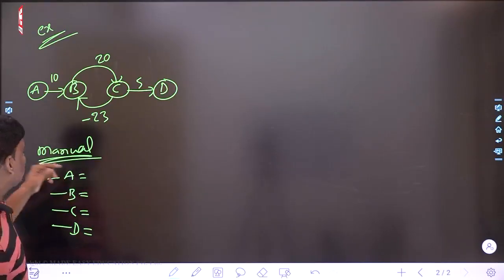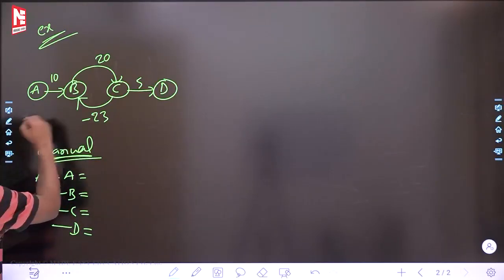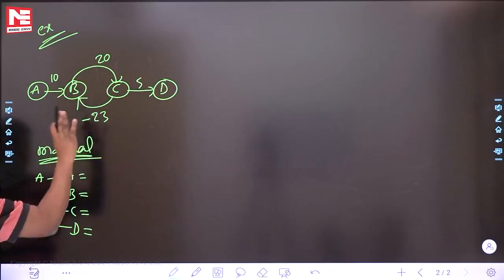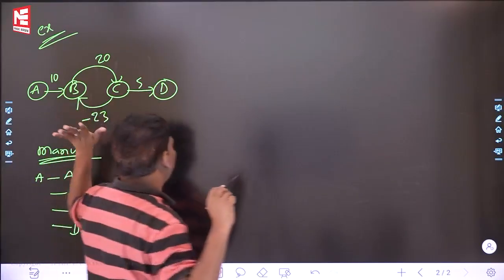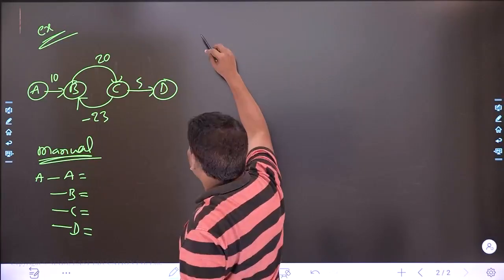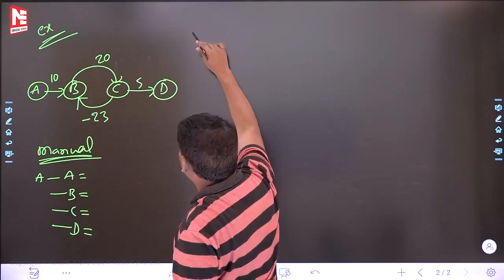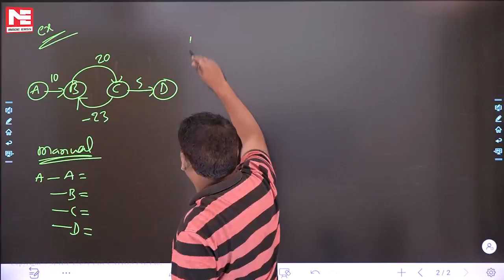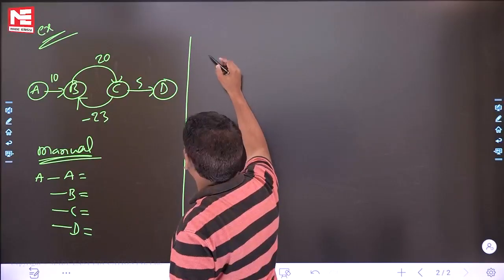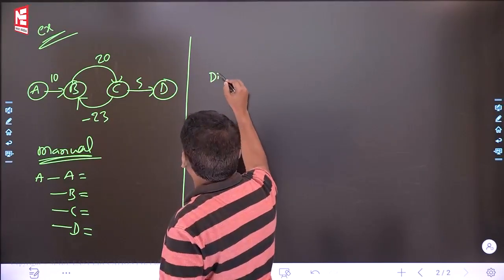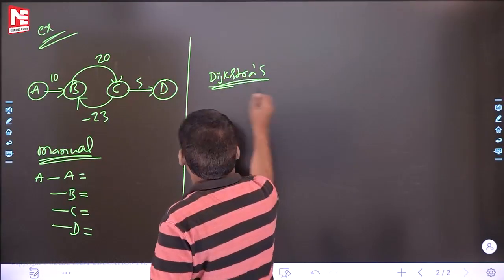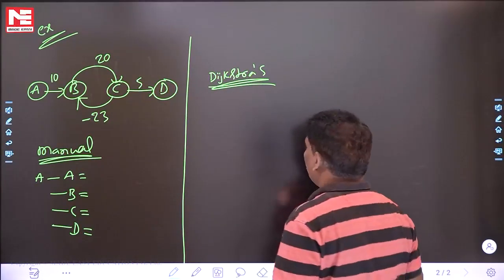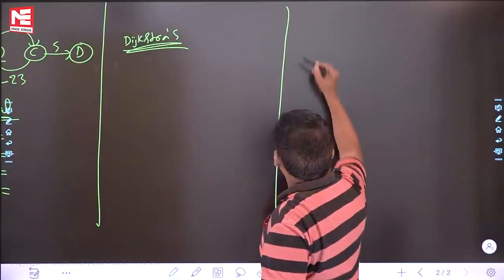After manual checking, what is our goal? From the source to every other vertex, what will be the shortest path? That is the goal. Afterwards, you know very well, because of negative edges Dijkstra's may fail. Only for namesake, I will do Dijkstra's. Everyone knows that if the graph contains negative edges, Dijkstra's may fail, but our actual goal is Bellman-Ford, which I will do here.